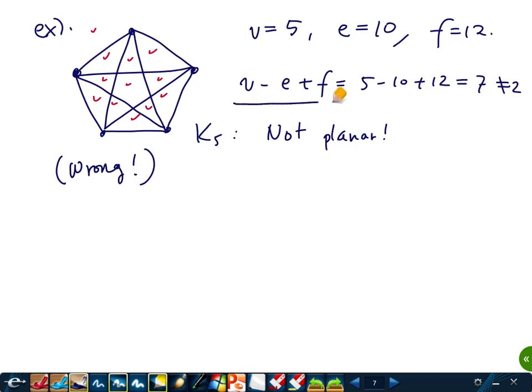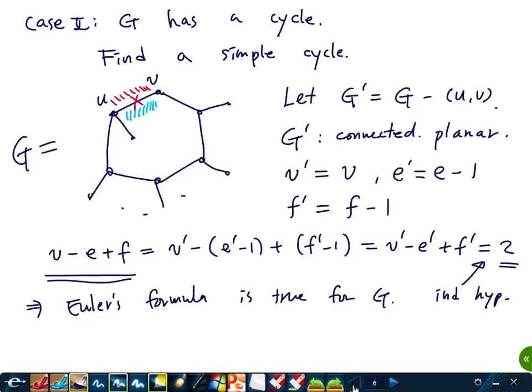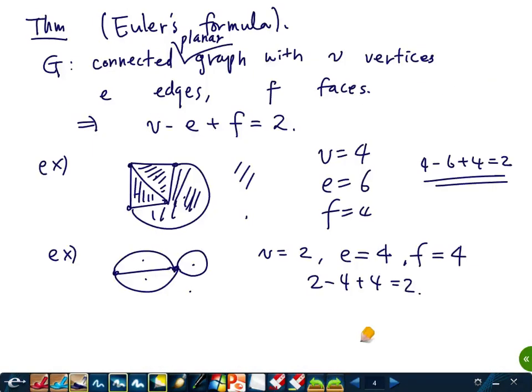Because let's go back to Euler's formula here. Here we assume that this is a connected planar graph, then this is true. It doesn't say anything about the inverse. If this is non-planar, then this is not equal to 2. It doesn't say like that, right? That's the first thing. This correct statement is just one direction. It's connected planar. You can use this only for connected and planar graphs.